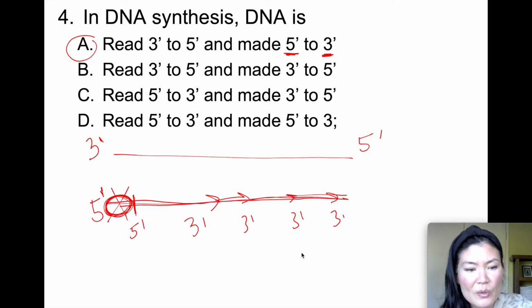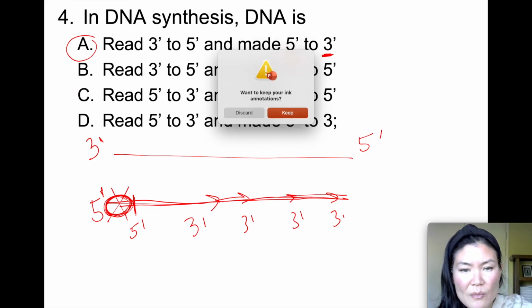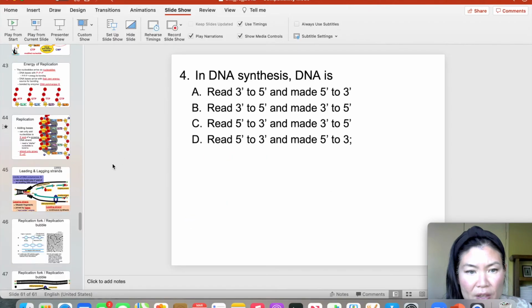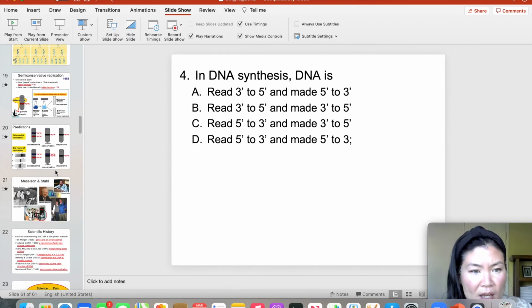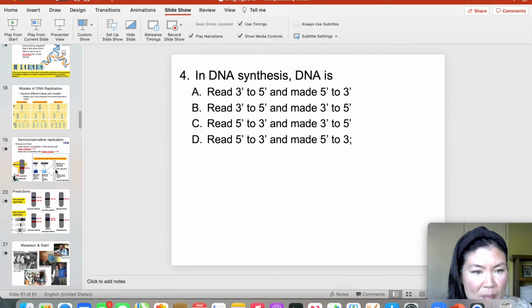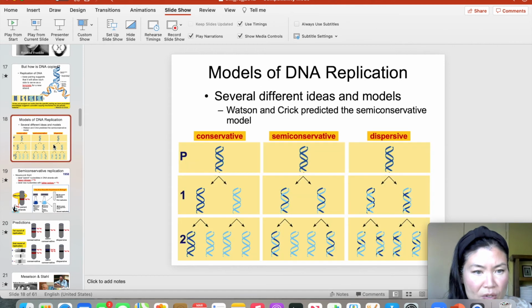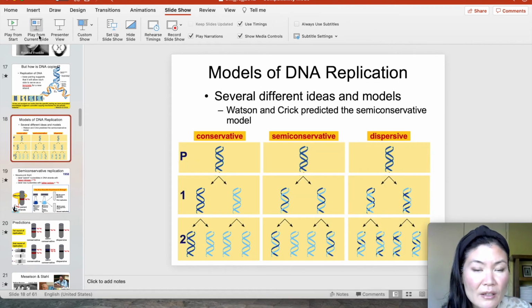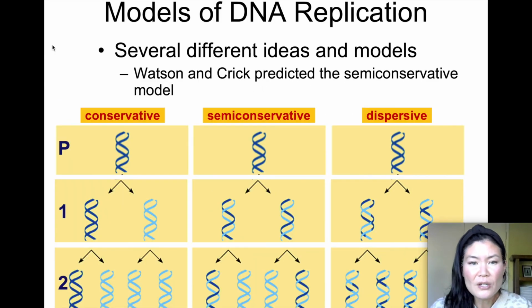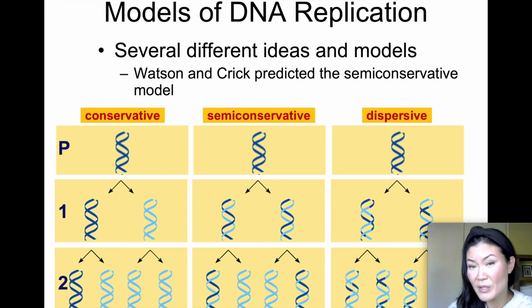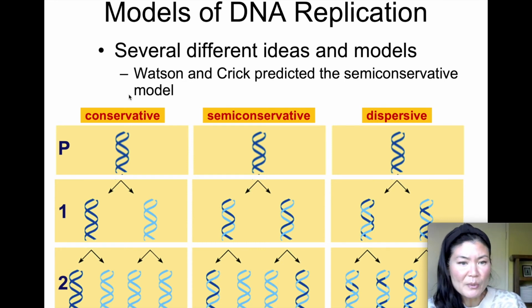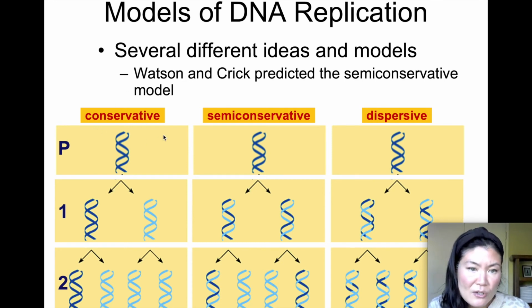Okay? All right, let me go back really quickly to the slide regarding the experiment that proved that DNA replicates semi-conservatively. So let's start over here with this slide, okay? There were 3 different theories as to how DNA replicates. Watson and Crick proposed a semi-conservative model, but there were 3 hypotheses: conservative, semi-conservative, and dispersive.